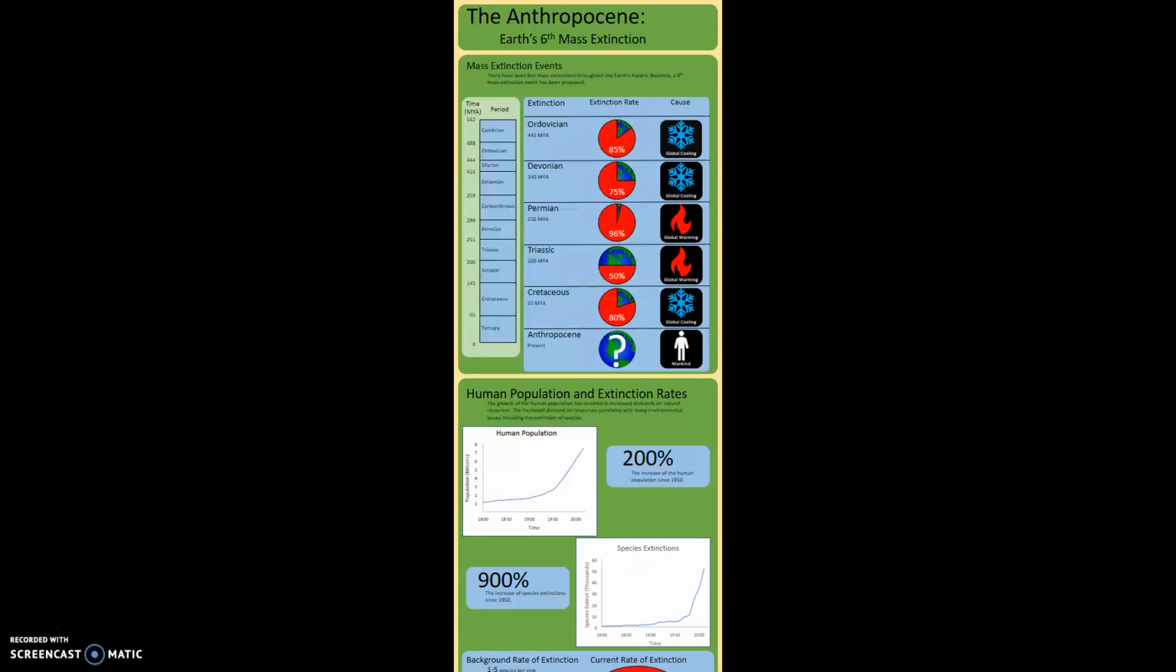I will be discussing the choices that I made while creating the infographic for the Anthropocene mass extinction regarding both content and design. I will begin with the decisions that I made for content. I chose to begin the infographic with a brief overview of the geological timescale and previous mass extinction events. This information is necessary to include for people to understand the context of the current extinction event.